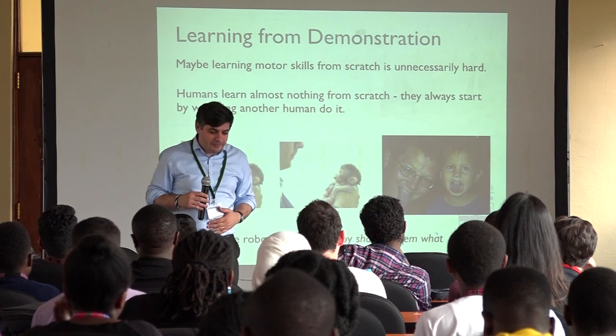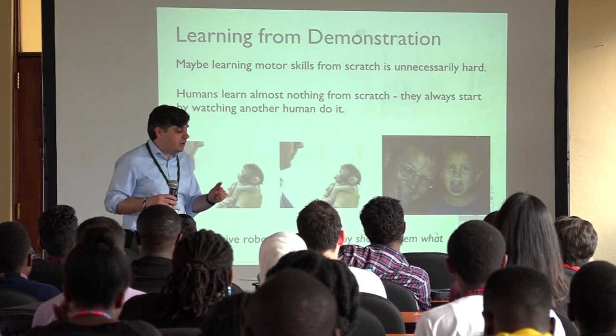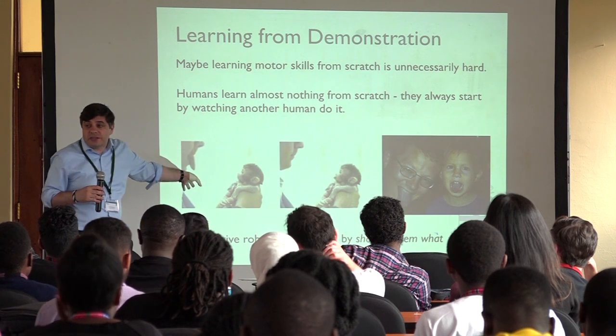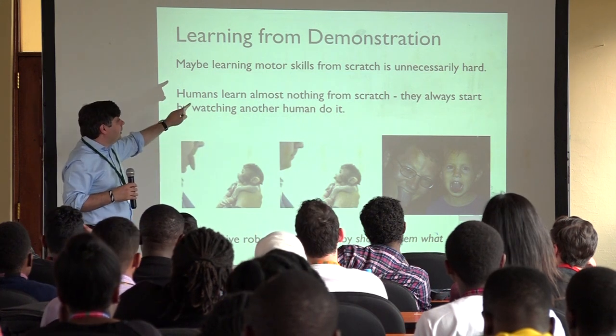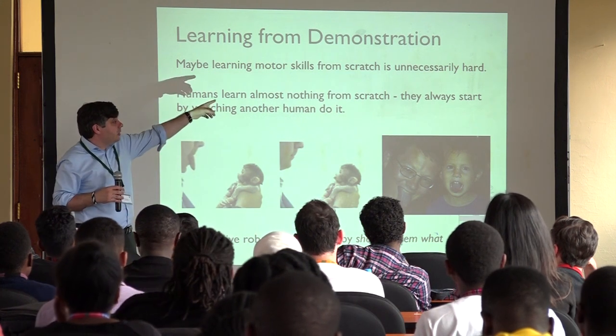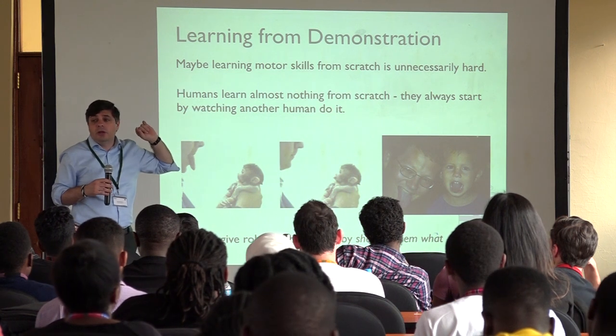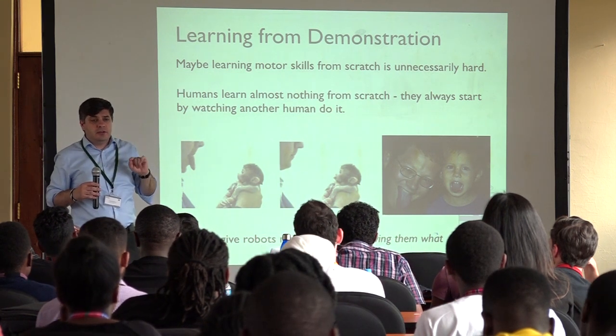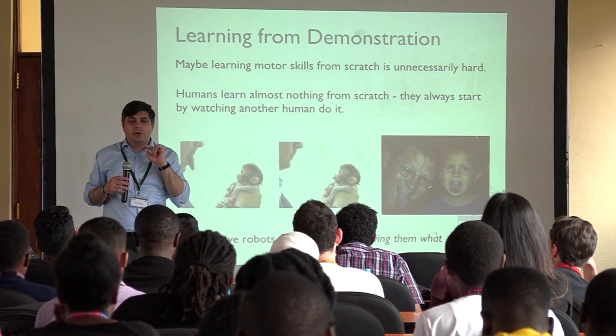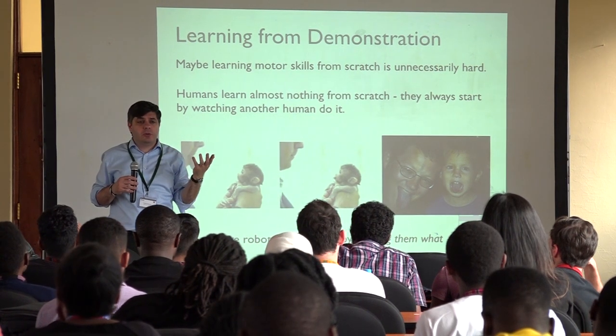Okay. Learning from demonstration. Last part. There's a lot of this in robotics. There's a reason that we do learning from demonstrations, because maybe learning motor skills from scratch is unnecessarily hard. You almost never do that. You almost never invent a motor skill knowing nothing about it except some arbitrary reward function.